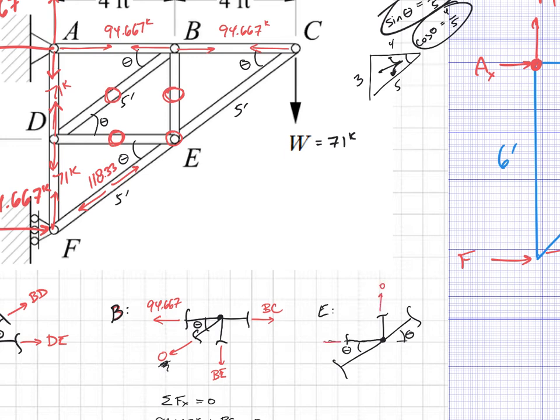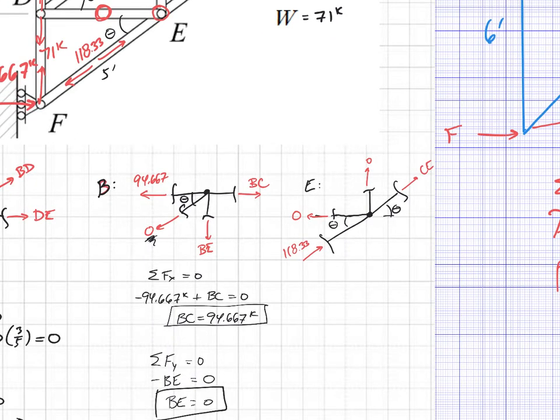Those are both zeros, right? So we're not even worried about those two. And then I've got 118 going this way, 118.33 going that way. And then I've got this force right here of CE. So by observation, it should be clear that CE should be the opposite of that 118.